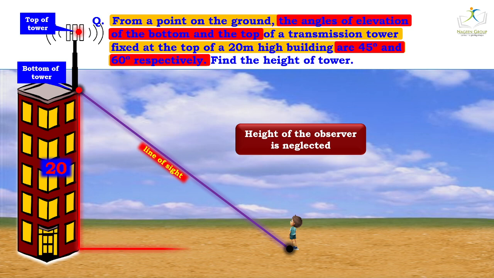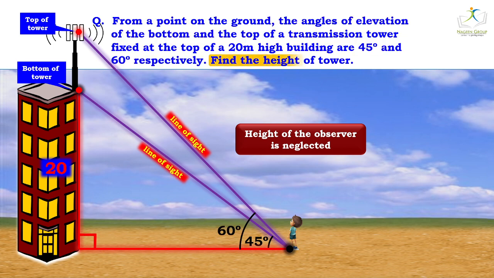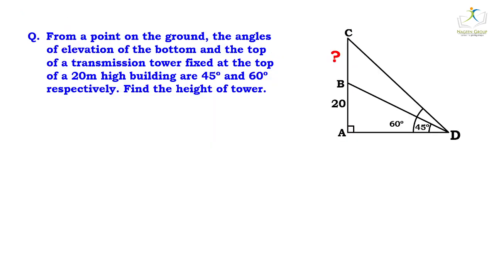बॉटम को देखते हैं, तो एंगल कितना गिवन है हमें? 45. फिर हमने देखा टॉप को, तो ये एंगल कितना है? 60 डिग्री. तो फाइंड द हाइट ऑफ अ टावर, राइट? हमें ये फाइंड आउट करना है. So consider this figure now here.